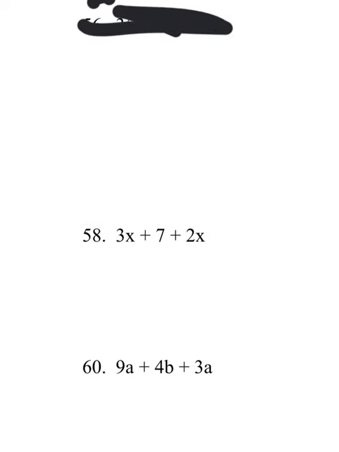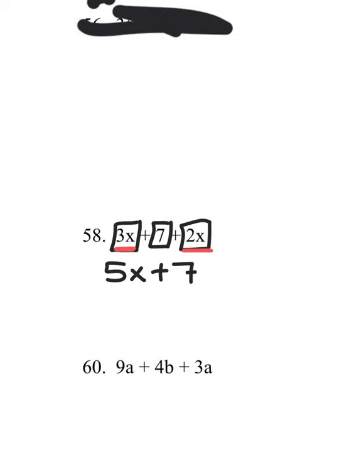For 58, I'm going to point out each of my terms. And again, I see 3x and 2x. Those are similar or like terms. 3 plus 2 is 5. Bring my variable with me. Again, 7 is just by itself because it's not similar to the other terms. So I'm just going to bring down my 7.